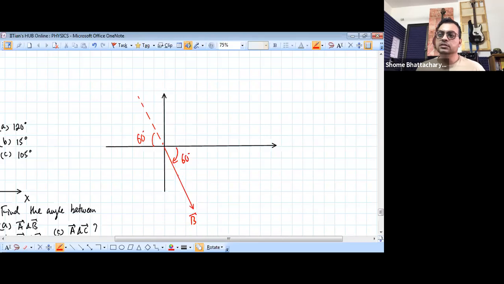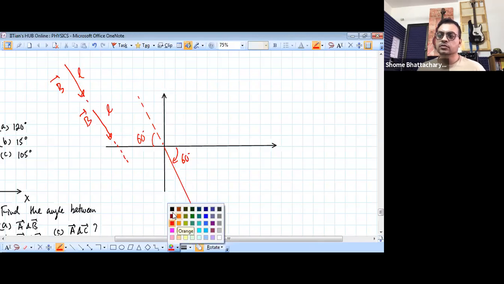No position has changed, better. It is just that B was earlier drawn from here. Now the same thing has been transported here. But its length is the same and its direction is the same. So it's the same vector. Ye vector iske barabar hai. Got it? Understood now? The vector has nothing to do with the position of the tail and the head. It is only to do with two things, the length and the direction. Okay.